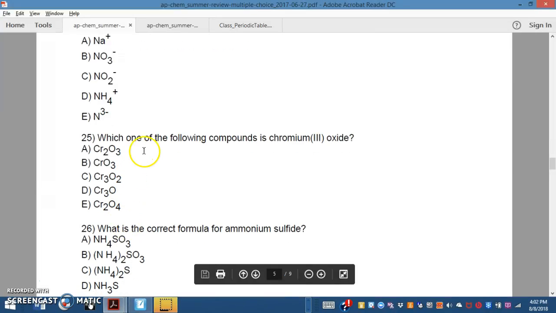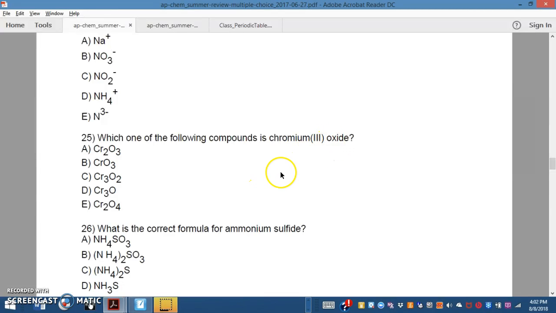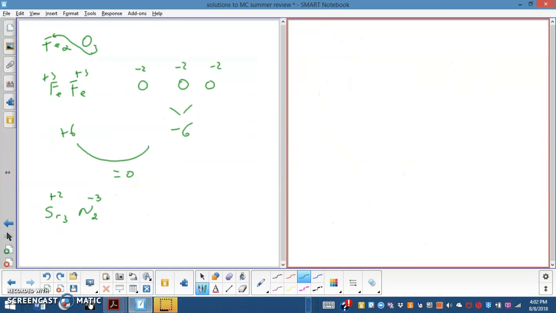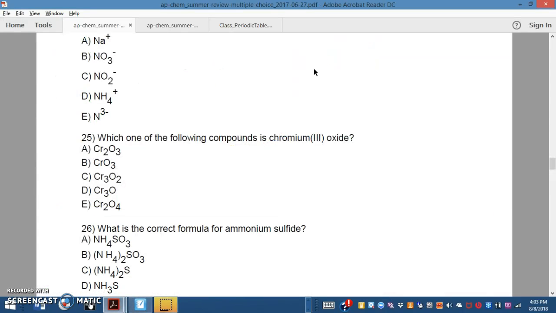Number 25. Which one of the following compounds is chromium 3 oxide? So you need to have chromium, you need to have oxygen, you have the chromium 3 there. So how do you think about those things? Chromium comes with a charge of 3, and then they say oxide, which comes with a charge of -2. So how many chromium, how many oxygens do you need in such a way that you can balance those charges? Well, you need 3 of those here and 2 of those there. So Cr2O3 is your choice, so A is your choice.